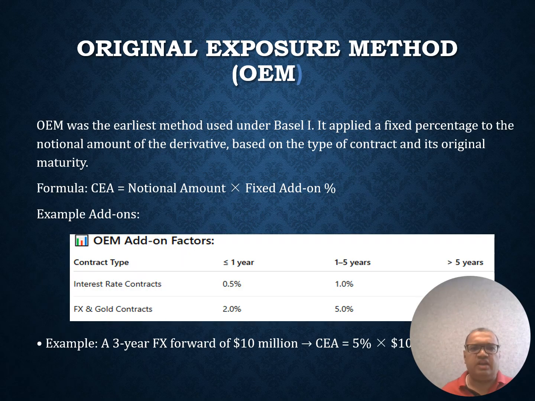First is the original exposure method. The original exposure method, again, was a very simplified way, based on the type and the duration of the contract. A fixed percentage was applied to the notional amount. For example, you had basically the interest rate contracts and the FX contracts. They were the only two types of contract for which Basel I treated the derivative exposure. No equity exposure, no commodity contracts, just the interest rate contracts and the FX contracts.